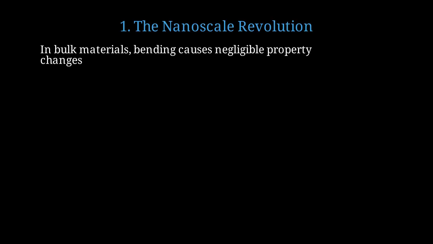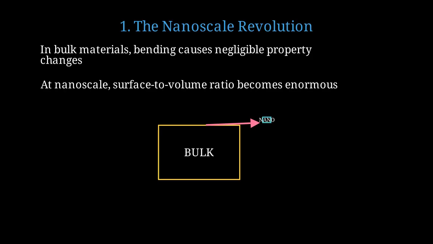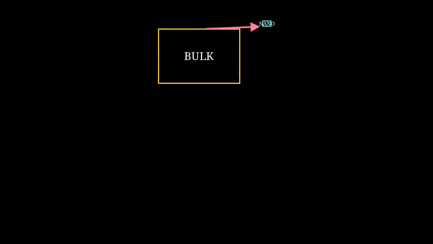Why does bending matter so much at the nanoscale? In bulk materials, if you bend a metal sheet, you might change its shape, but the electronic properties remain essentially unchanged. However, at the nanoscale, the surface-to-volume ratio becomes enormous, and every atom matters. The transition from bulk to nanoscale represents a fundamental change in how materials respond to mechanical deformation. The surface-to-volume ratio is inversely proportional to the radius, meaning smaller structures have exponentially more surface influence.